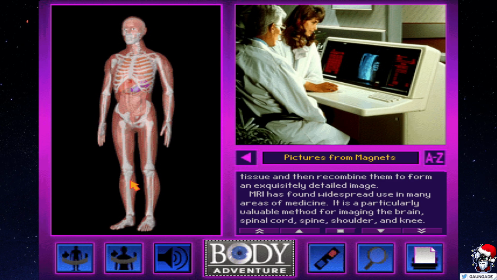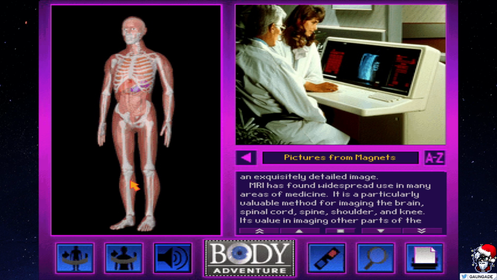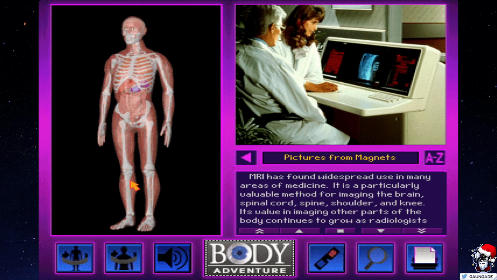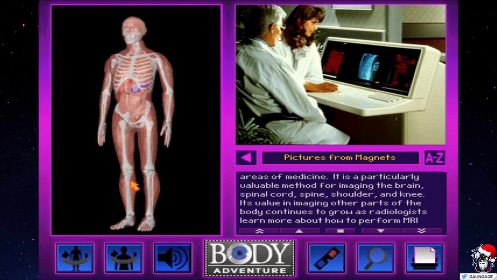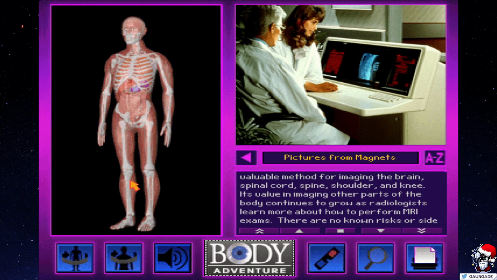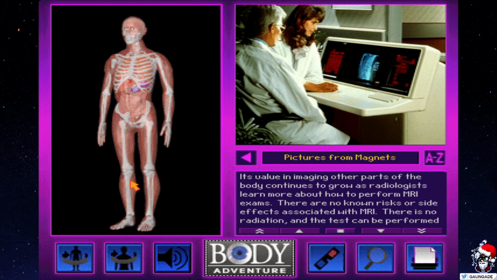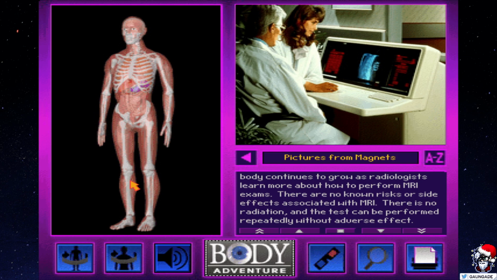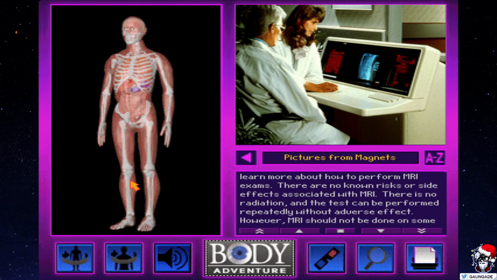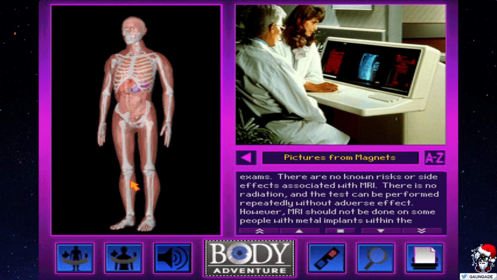MRI has found widespread use in many areas of medicine. It is a particularly valuable method for imaging the brain, spinal cord, spine, shoulder, and knee. Its value in imaging other parts of the body continues to grow as radiologists learn more about how to perform MRI exams. There are no known risks or side effects associated with MRI.